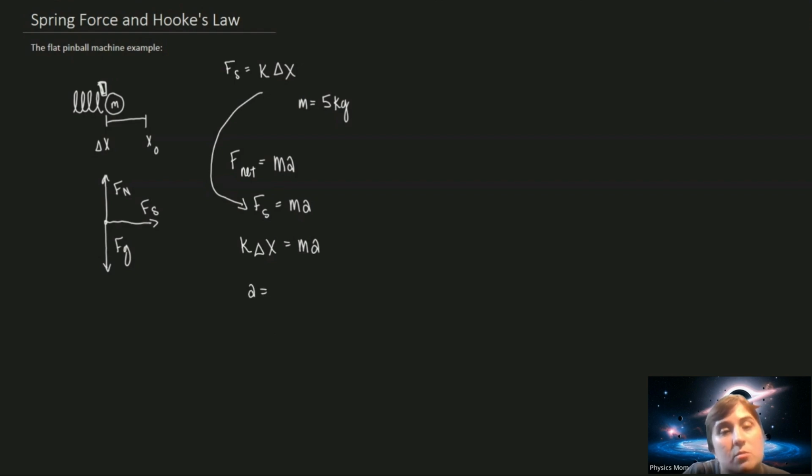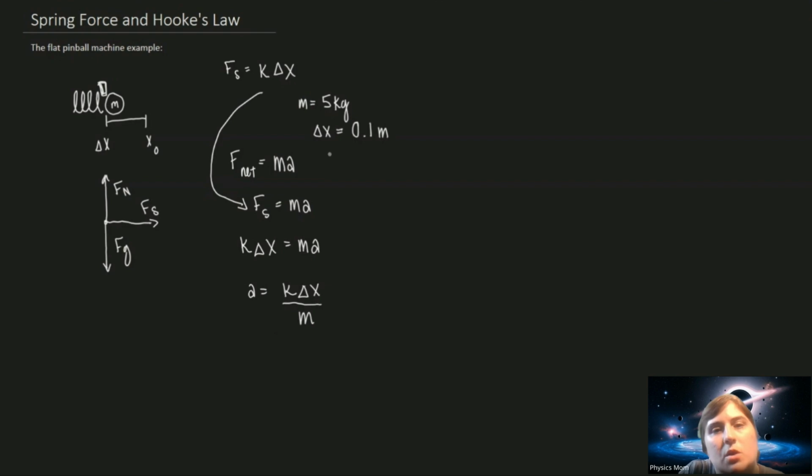I get that the acceleration of the ball is going to end up being the spring constant times the amount it's being compressed, divided by the mass of the ball. And so far, I've only defined the mass of the ball. Let's say we knew, for example, that the spring was compressed by, we'll say delta X, let's be somewhat realistic here, maybe about 10 centimeters. So 0.1 meters in terms of compression.